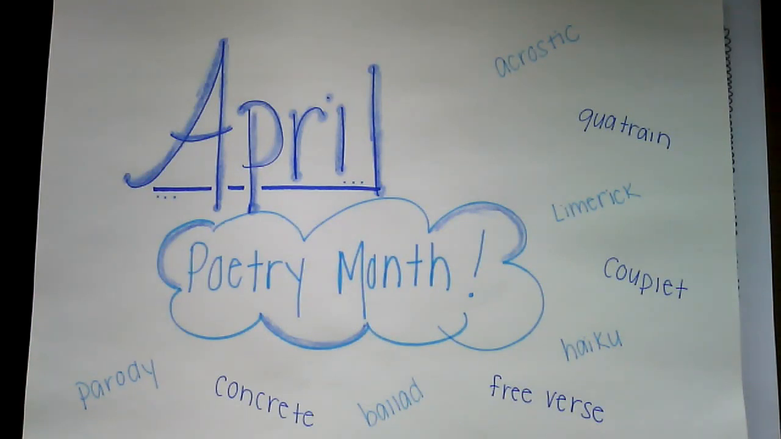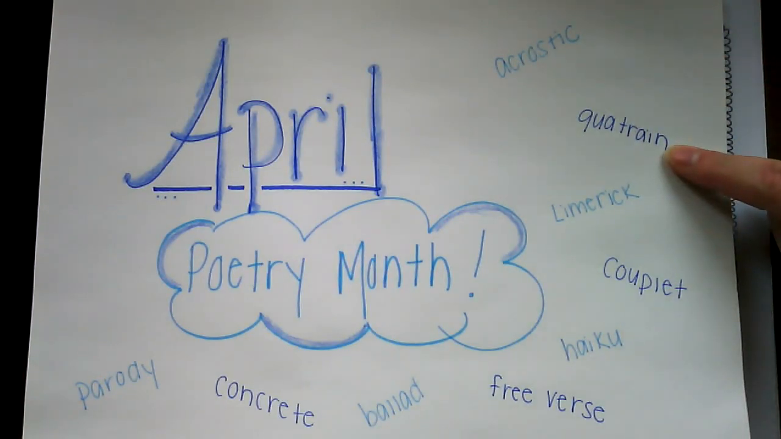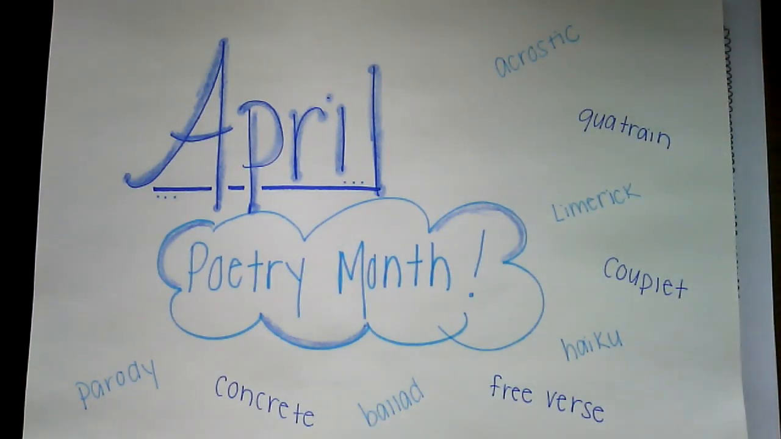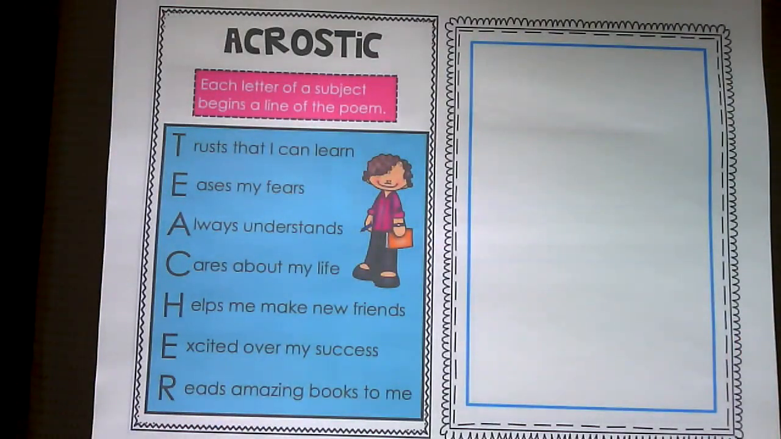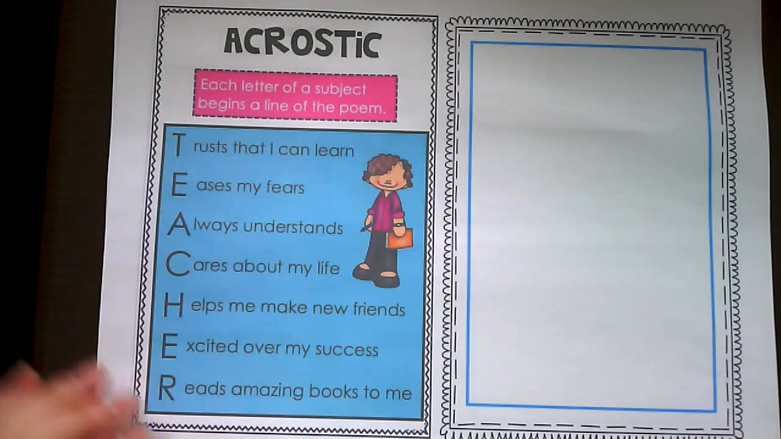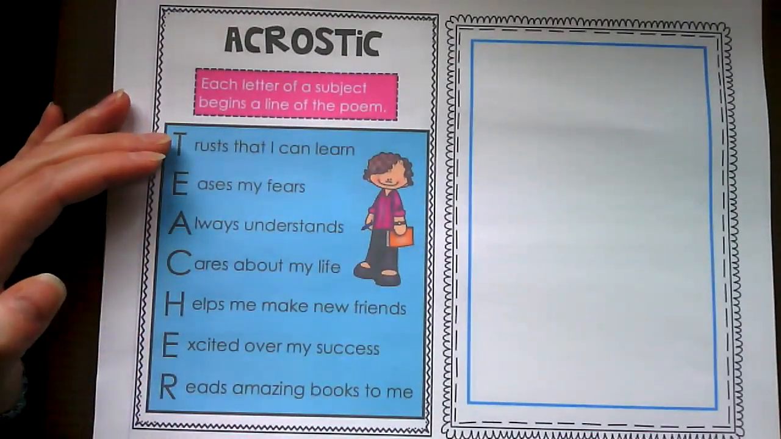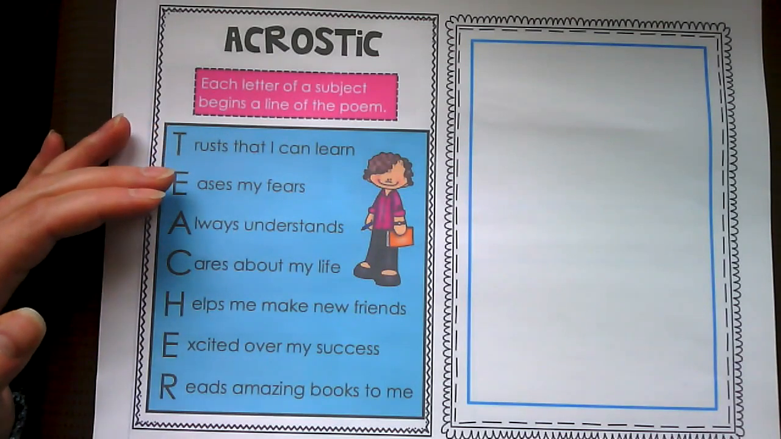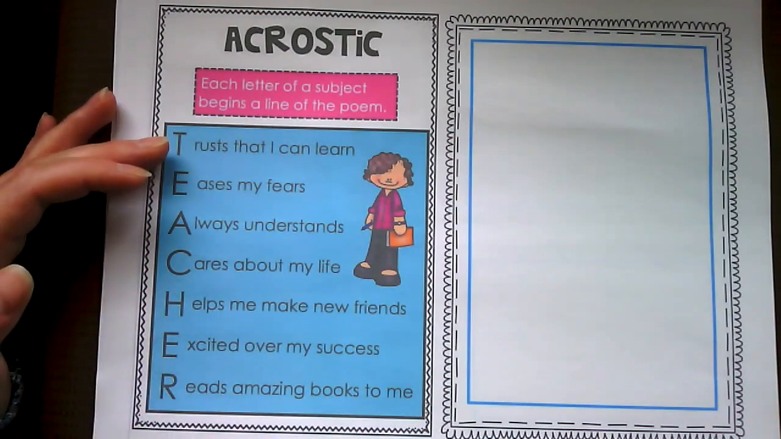Okay? So today we are going to focus on acrostic and quatrain poems, probably the most recognizable poems. Let's go ahead and start with acrostic. Acrostic poems are poems where each letter of a subject begins a line of the poem. In this example right here, our subject is teacher, and each letter begins a line of the poem. There are 7 letters and 7 lines.